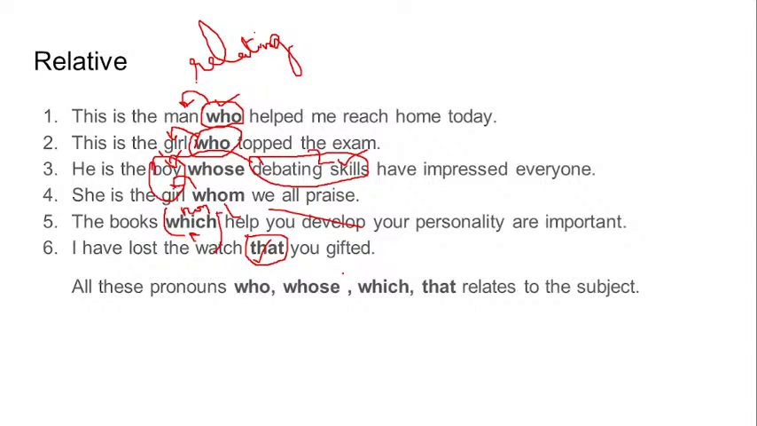So what is the basic thing in this sentence? The sun, will it be the sun whom rays? No, never. Because the rays come from within the sun. In the same manner, here the debating skills are coming from within the boy. Something which belongs to the boy. The rays belong to the sun. That is why it is whose rays.